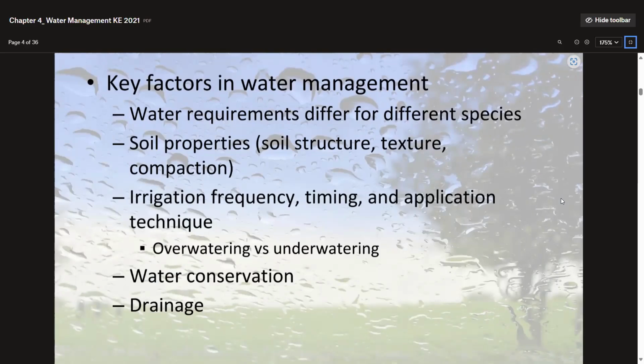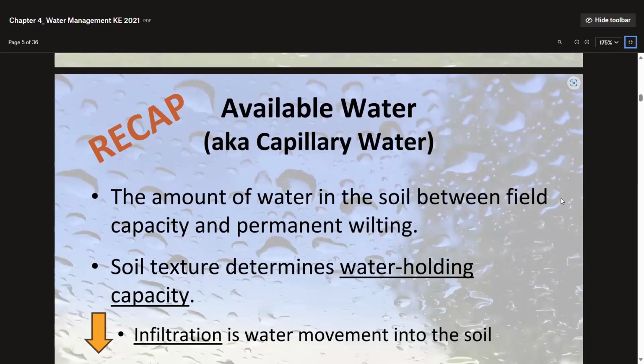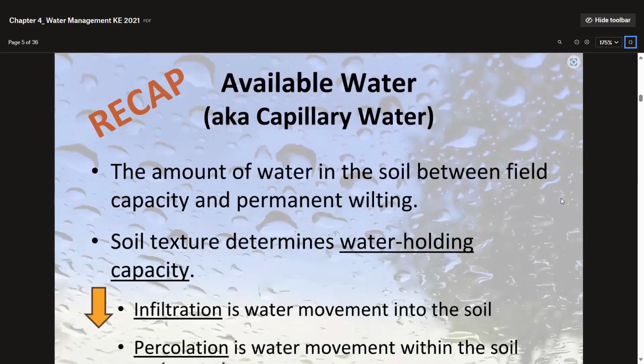There are desert trees that don't need as much water, and trees that live in the water that can deal with a lot, right? The soil properties, the structure, the texture, the compaction, we just talked about that. Irrigation frequency, timing, and application technique, overwatering versus underwatering, right? Water conservation and drainage are critical, right? Because we have a finite amount of clean water. In fact, I think it's like 3 or 4% of the world's water is actually drinkable. Wow. There's a thought. All right.